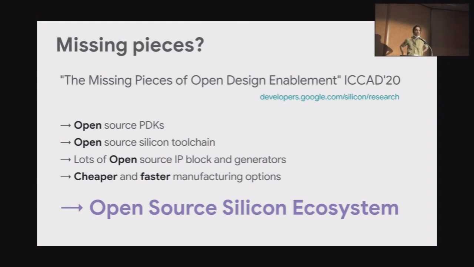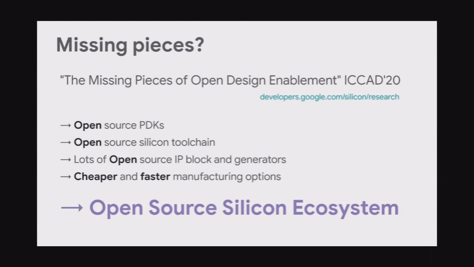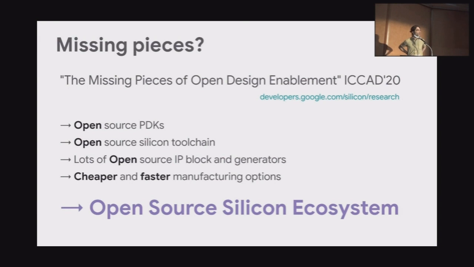And we figured out that in order to do that, we need an open source silicon ecosystem. But there were 4 missing pieces that we identified at the time, 2 years ago when we started this project. Those 4 pieces are listed inside a paper that we sent to ICCAD in 2020. We identified that for an open source silicon ecosystem to appear, we need an open source PDK, an open source silicon toolchain, open source IP blocks, and cheaper and faster manufacturing options. So a lot of things had to be done 2 years ago to make that happen.